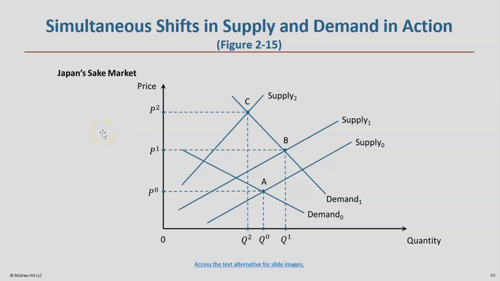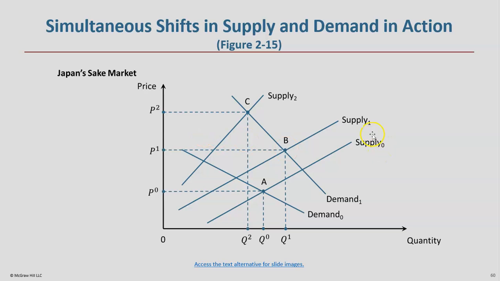Okay, so the demand increase leads to an increase in price. A supply decrease also leads to an increase in price. So we know without a doubt the price of sake wine is going to go up. But we don't know how high it's going to increase, and we also don't know the effect on equilibrium quantity.